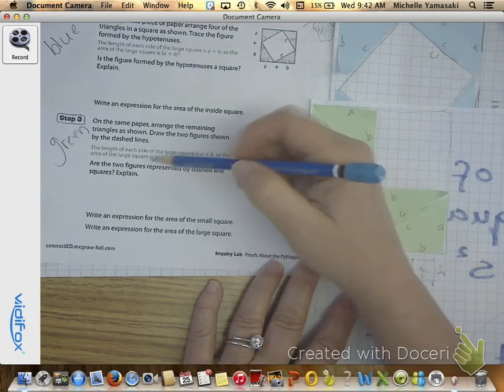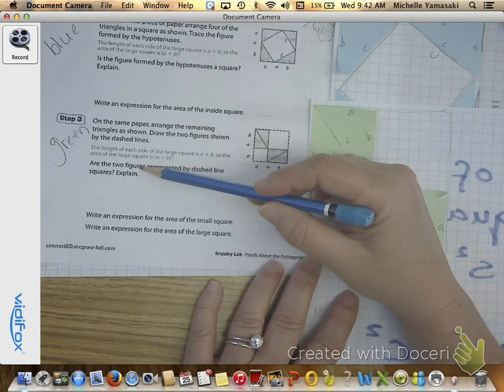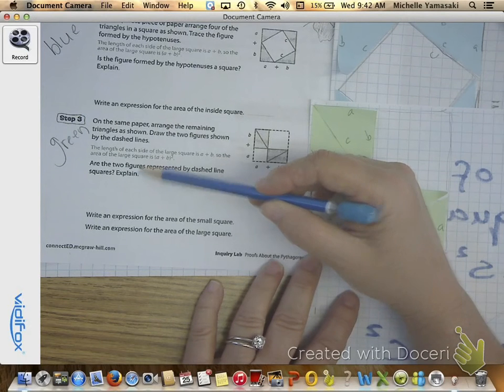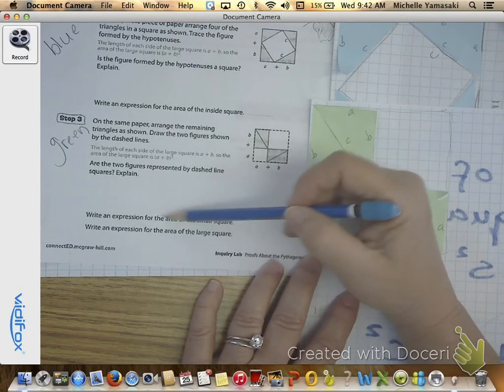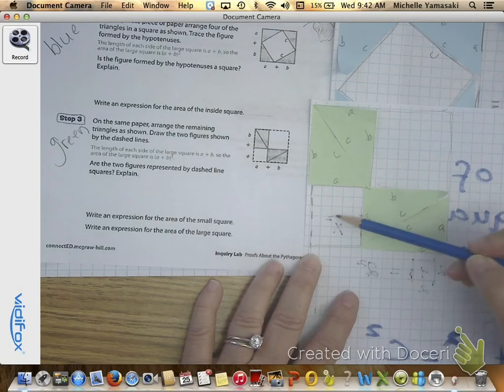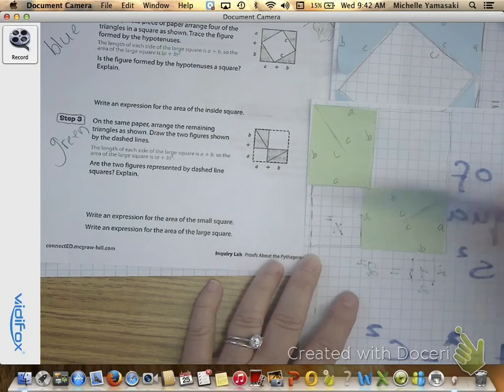The question is, are they squares? Tell me how you know. Then I want you to write an expression for the small square and an expression for the large square. If you are doing this at home, you have to do it for both figures. You're answering step 2 and 3. If you're doing it here in class, you're only doing it for the color that your Post-it is. All right, answer those questions.